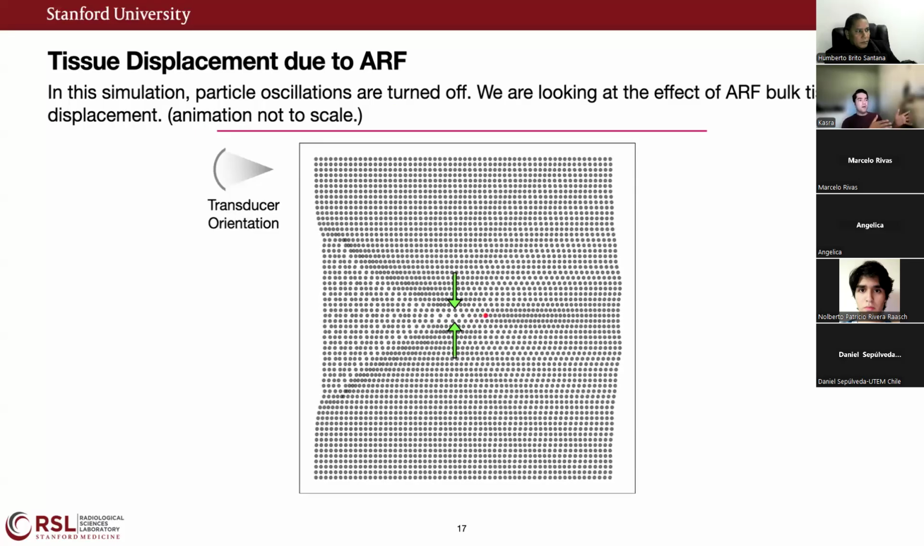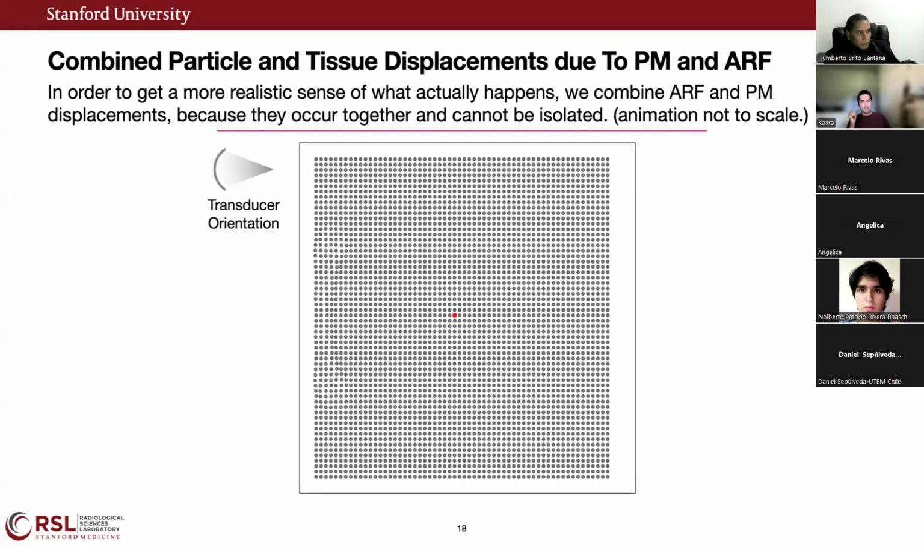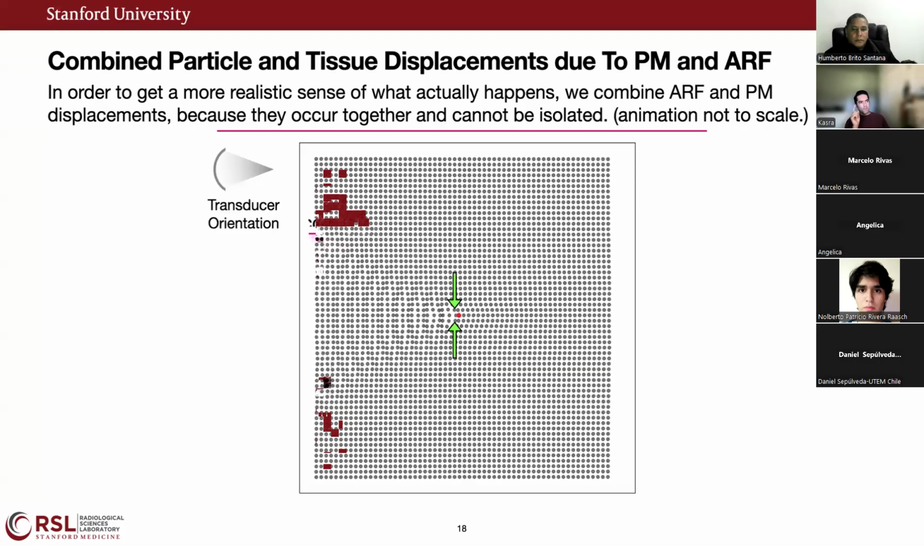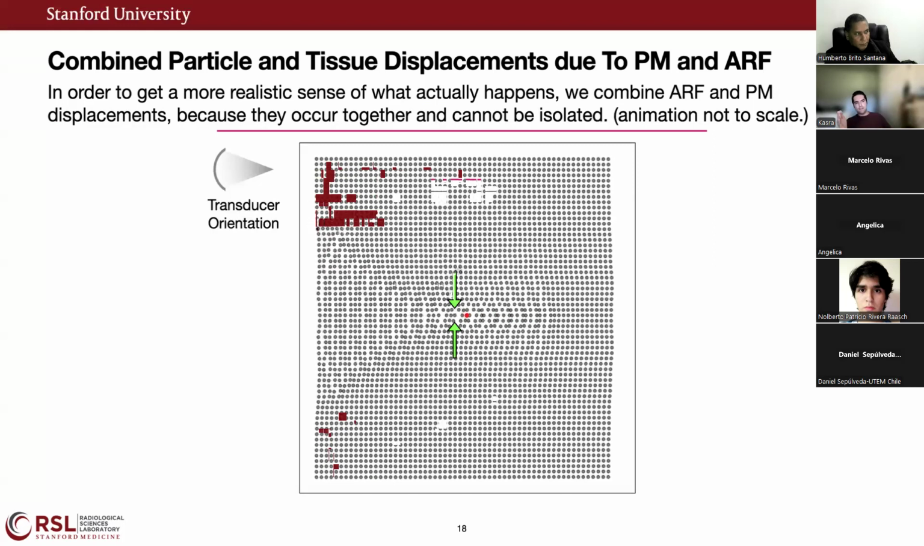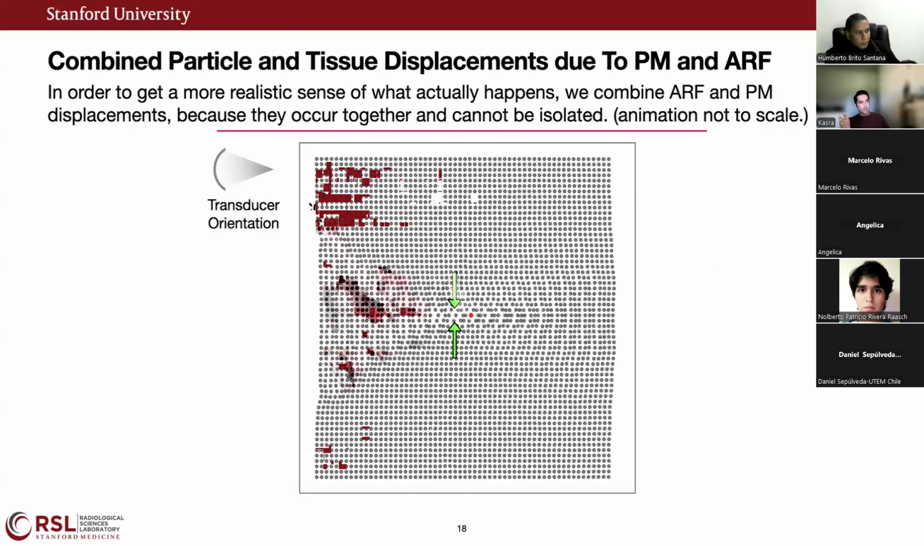Note to the left of the green arrows, you're stretching the tissue because that's where the transducer is located. And to the right of the green arrows, you're actually bunching up the tissue. The particles are getting shrunk together. In reality, obviously, we have both of these occurring together. So if we put them together and we turn the transducer on, note that you're going to have this oscillatory effect on individual particles, but also the particles being about their equilibrium position, but then they will be drifted away to a new axis, and they will be oscillating about the new axis.